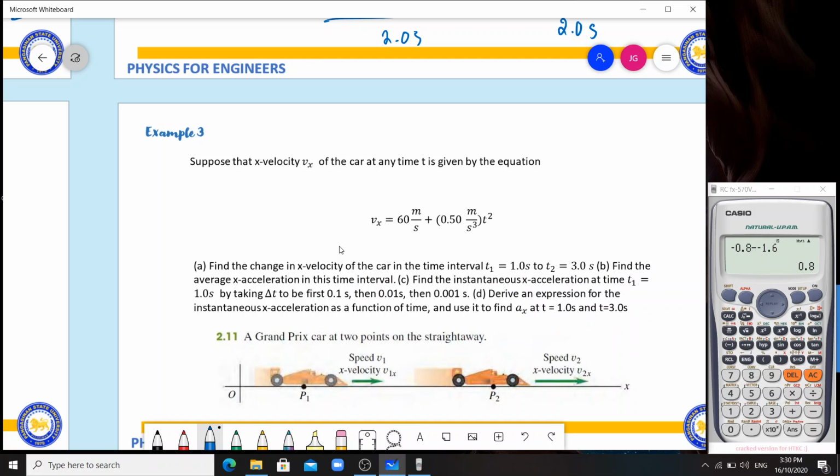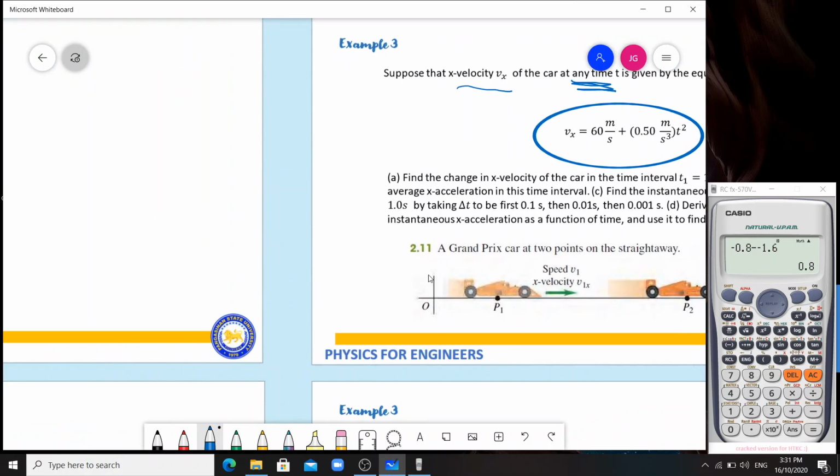Suppose that the x velocity vx of the car at any time t is given by the equation vx. So this is the instantaneous vx, the x velocity vx at any time. Okay, so he gave us a function. Find the change in x velocity of the car in the time interval t1 equals 1.0 seconds and t2 equals 3.0 seconds.